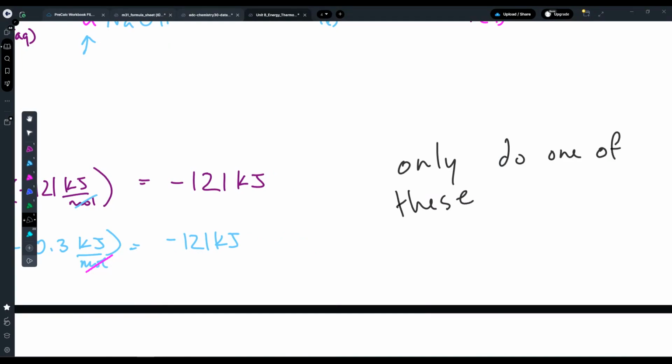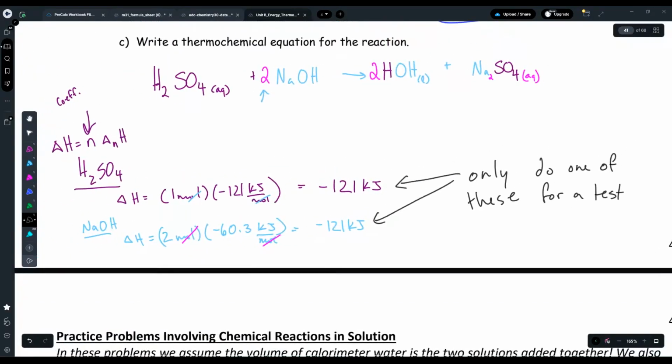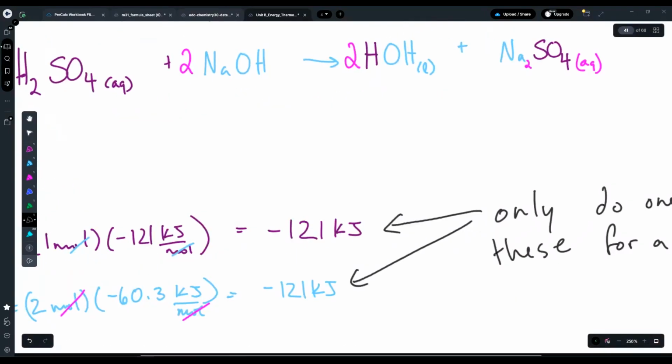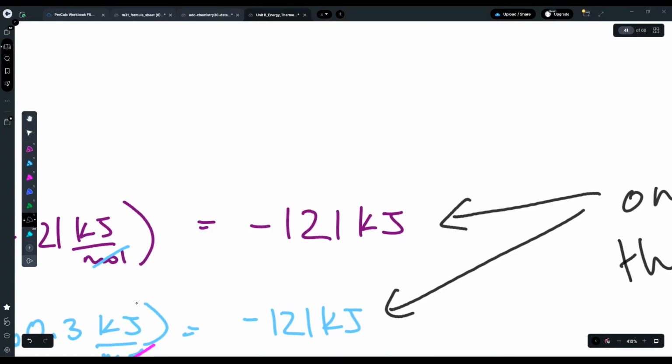So again, only do one of these for a test, because for both calculations, we're just figuring out change in enthalpy so we can get an energy term for our thermochemical equation, and we get the same answer in the end. So that's why I'm saying you only need to do one of these. All right, so I'm just going to focus on sulfuric acid.